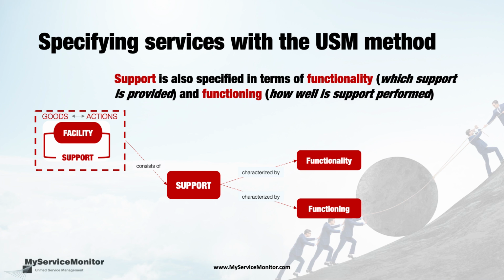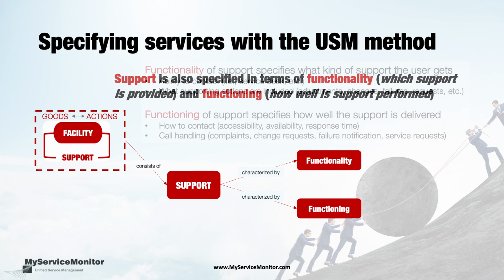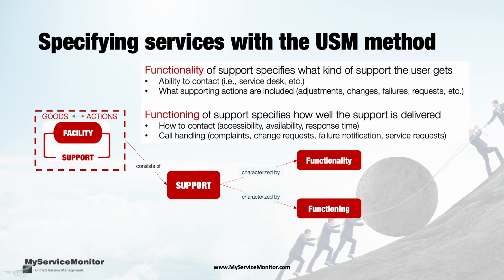Support is specified in the same way. It's characterized by functionality, which support is provided, and functioning, how well the support is provided. So when we specify functionality, we say whether you can get called just a help desk or get only chat support, as an example. When we specify functioning, we specify how well the support is delivered. For example, what response times are, and so on.